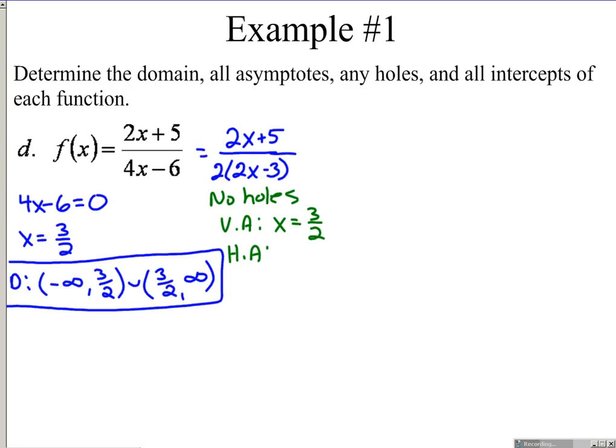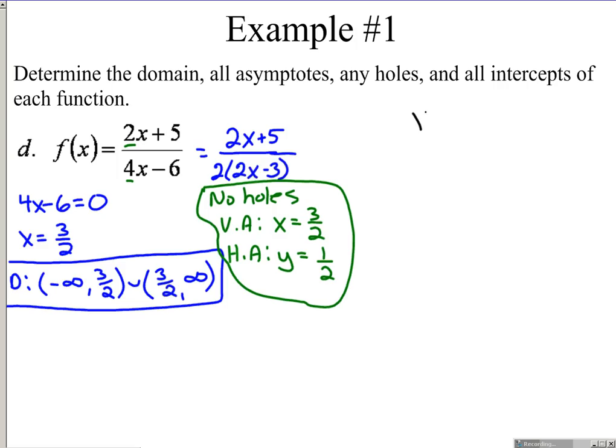Horizontal asymptote. We have degree 1 over degree 1. So we look at a ratio of the lead coefficients, 2 over 4. 2 over 4 simplifies to 1/2. So there are no holes, a vertical asymptote at x equals 3/2, and a horizontal asymptote at y equals 1/2.